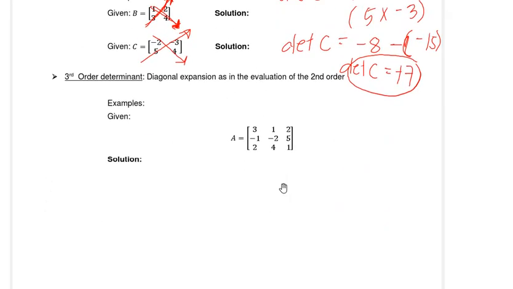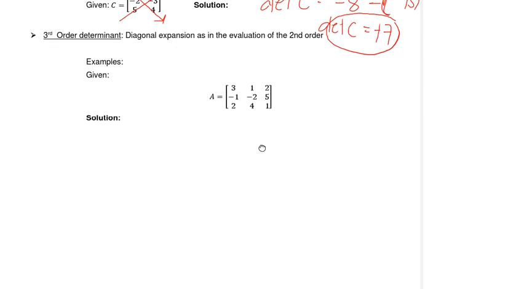And we also have here the third order determinant. So, meron tayong diagonal expansion as in the evaluation of the second order. So, to evaluate the determinant of a 3 by 3 matrix, which is given dito sa ating example, this is a 3 by 3 matrix, first, we need to form a 3 by 5 arrangement. So, yung unang gagawin natin is we need to form a 3 by 5 arrangement.